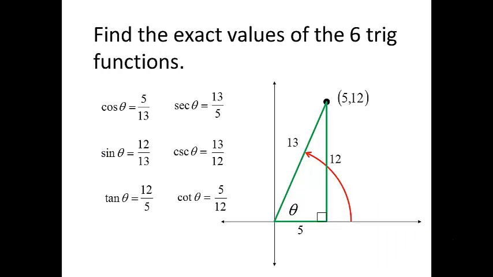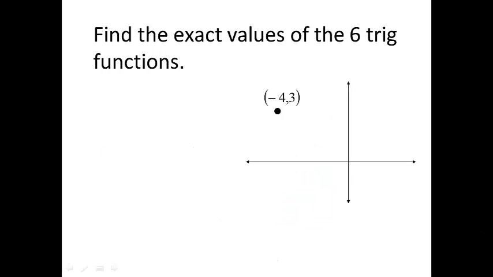All right, so let's try one more. Find the 6 trig functions for this point made by the line that's connecting the origin to that point. So going over would be -4 and going up would be 3, drawing that line in. That's the angle that we're talking about. And if we think of that as a triangle, you know that the base of the triangle is -4, and going up is 3.